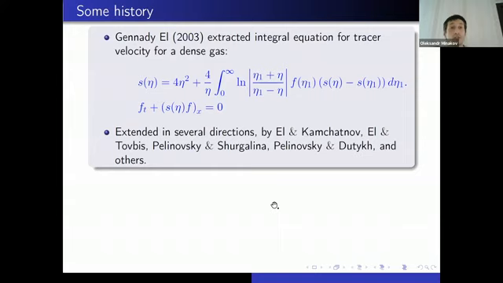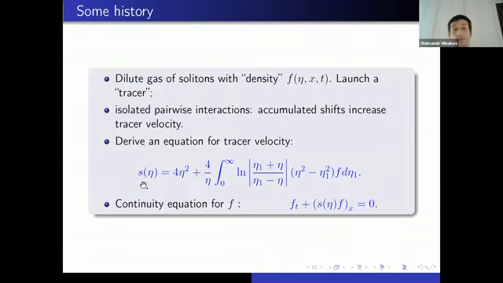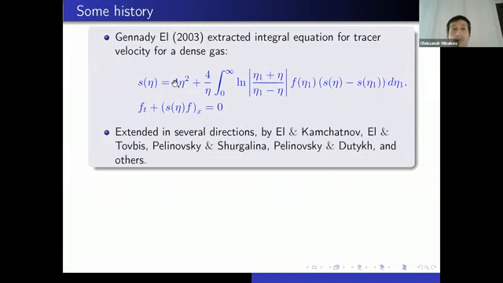Then El considered not a diluted gas, but a dense gas, and then he derived a real equation, right? Because here we have just a formula for the speed, but there we have really an equation for the velocity. So what we will see in the end, in 15 minutes, is a similar equation which we derived for the modified Korteweg-de Vries equation.